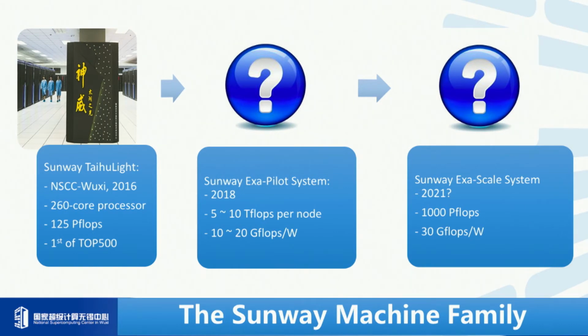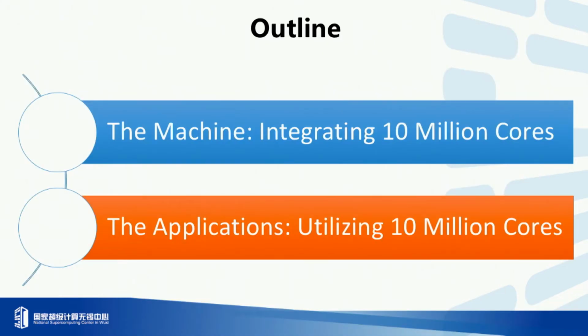And around the year 2021 or 2022, we're going to have the exascale Sunway machine with 1,000 petaflops peak performance, and the target power efficiency is 30 gigaflops per watt. Okay, so that's about the machine. Now let's take a look at the applications.